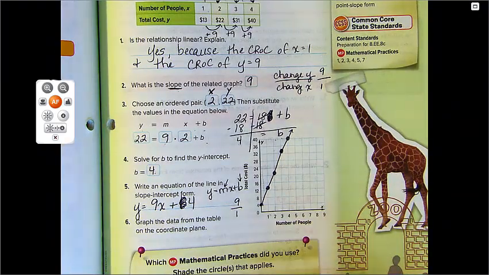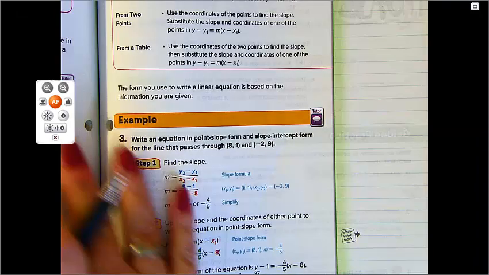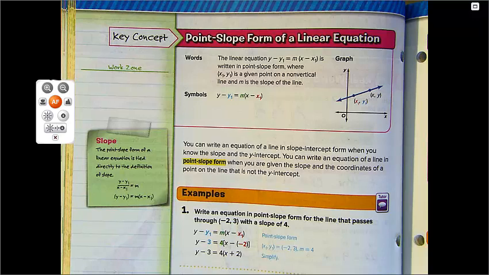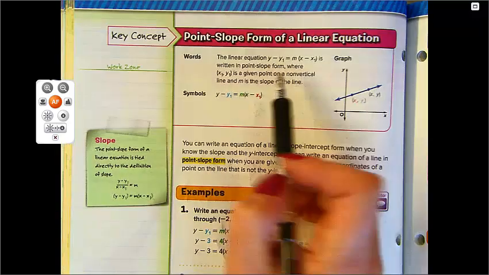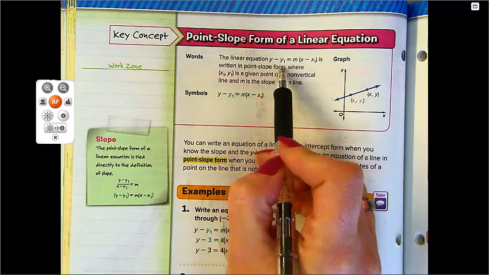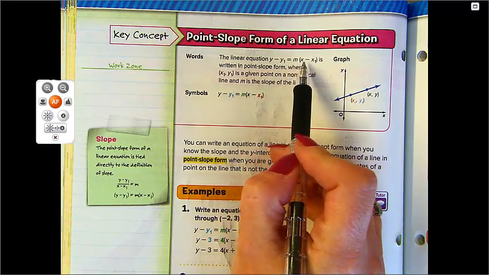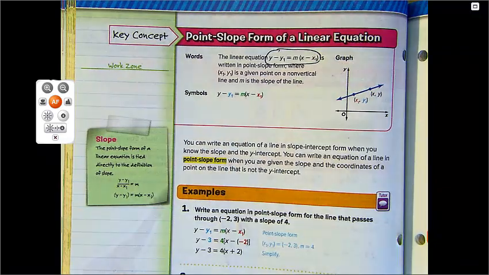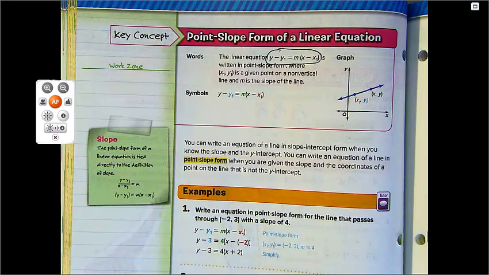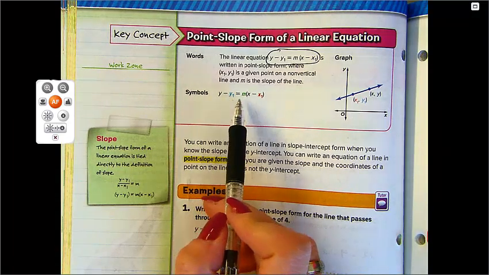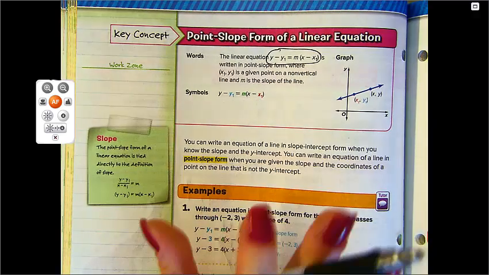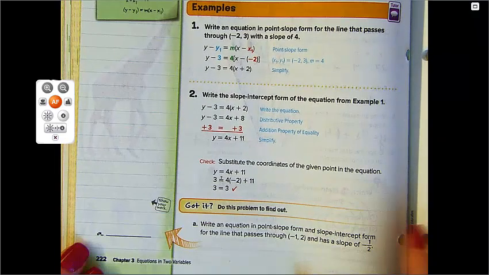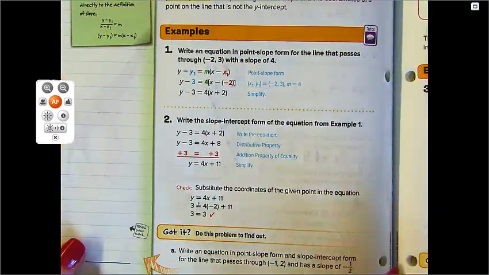Okay? Let's look at the next page. Here it actually gives you an equation to solve for the y-intercept. And the equation says y minus y1 equals m times x minus x1. That sounds a lot more complicated than what it actually is, okay? But it's y minus y1 equals m times x minus x1. That's the equation we're going to be using. So let's do an example. Let's go down here and walk through number 1.